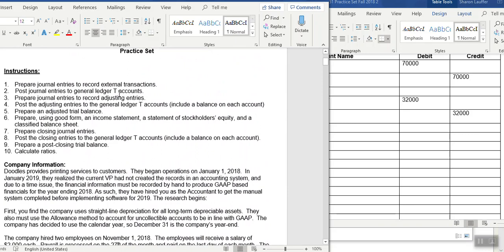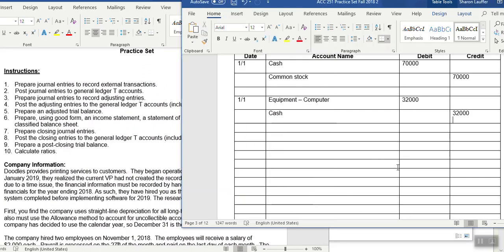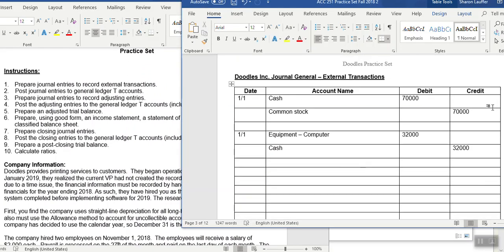It says post journal entries to general ledger T accounts. So once you get step 1 done, you're going to go to step 2. I would start at the top of the journal and work my way down. Again, it may help you to print this off so that you can see it and post it rather than scrolling up and down.